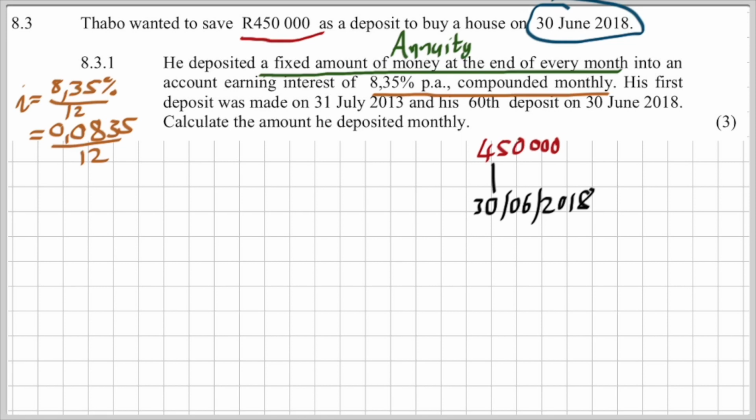They give me the interest rate and it's compounded monthly. So again, please keep your teacher happy. If your teacher doesn't like you working with percentages, well then don't use percentages. Use 0.0835 over 12. Don't even put that in your calculator. Just keep it as is. It says that the first deposit is made on 31 July 2013.